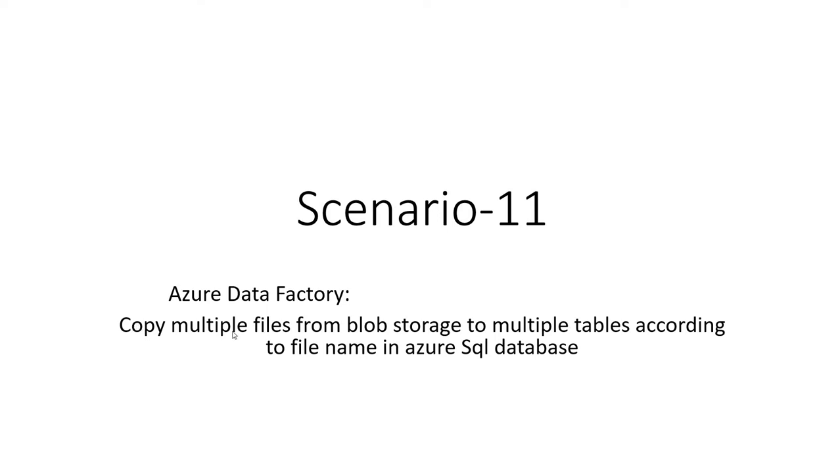Copy multiple files. I need to copy multiple files from blob storage to multiple tables. In the previous scenario, I copied multiple files to a single table. But here, I am copying multiple files to multiple tables according to the file name. So the table name should be the same as the file name in the Azure database.